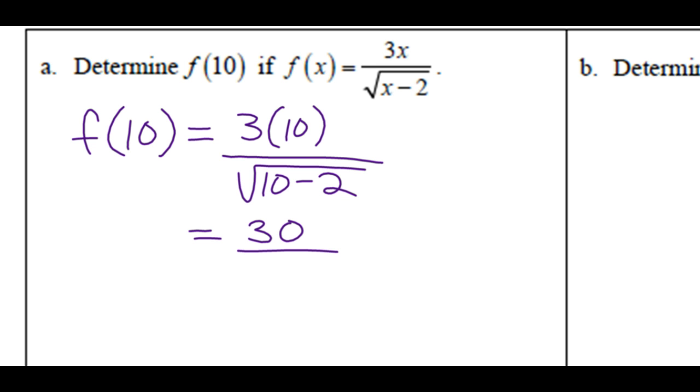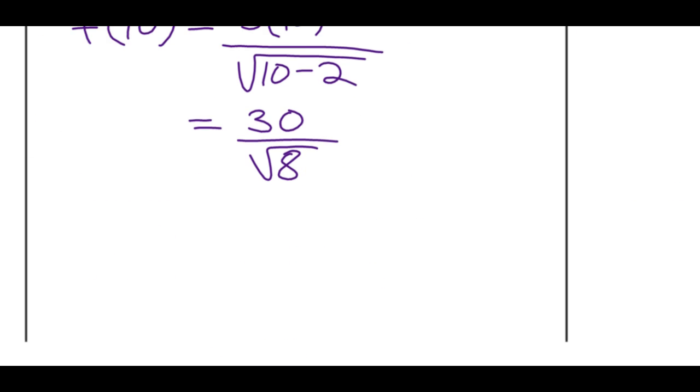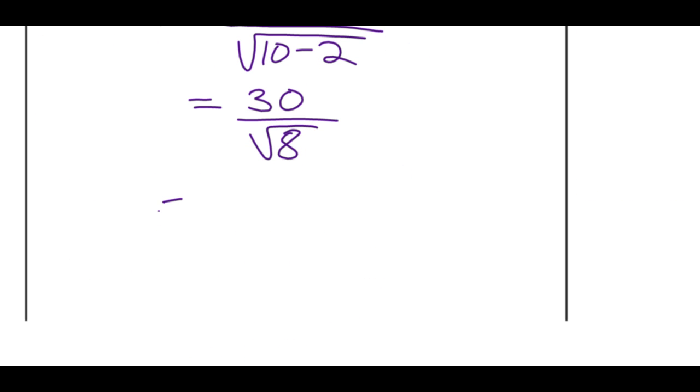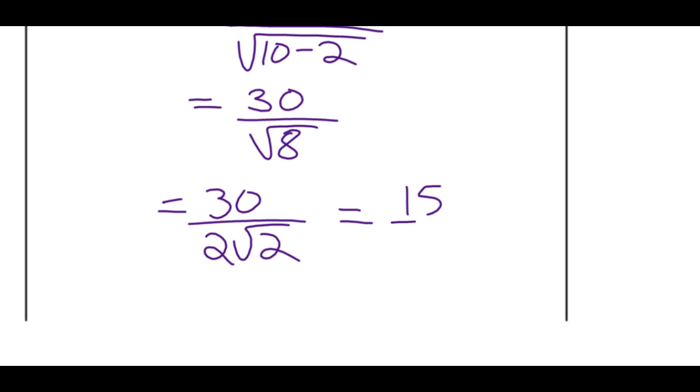30 over root 8, right? 10 minus 2 is 8. Are we done? No, because root 8 is 2 root 2, right? Which makes this 15 over root 2. Are we done? No, because you can't leave a radical in the denominator.